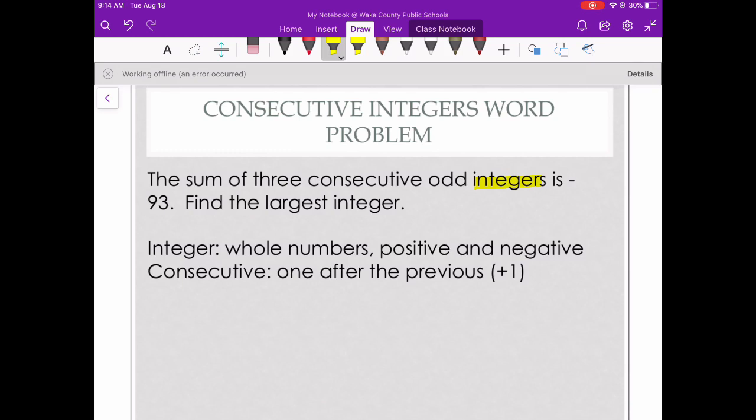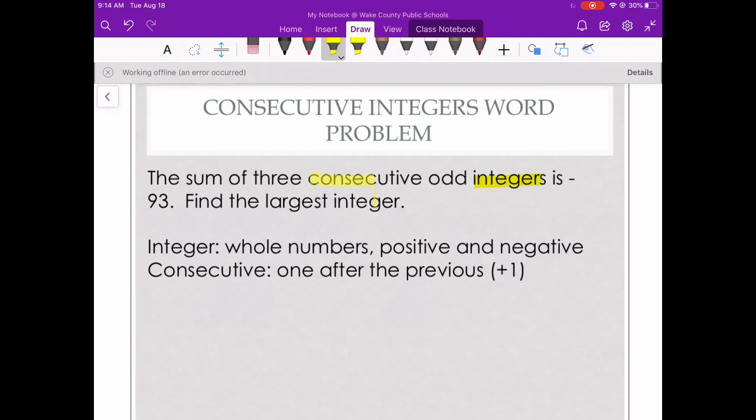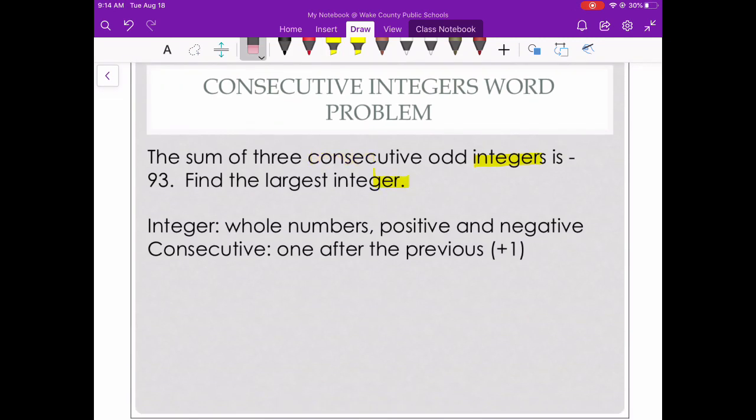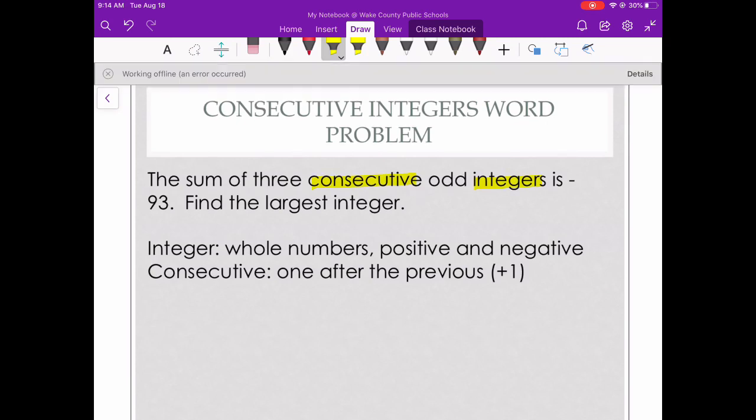The next important word is consecutive. That's one right after the other. So just add one more to get to the next one. So 3 consecutive years: 2020, 2021, 2022. You just add one more to get to the next one. So that's this idea of consecutive integers. You're talking about 3 integers that are one right after the other. So pay attention to those 2 vocabulary words.